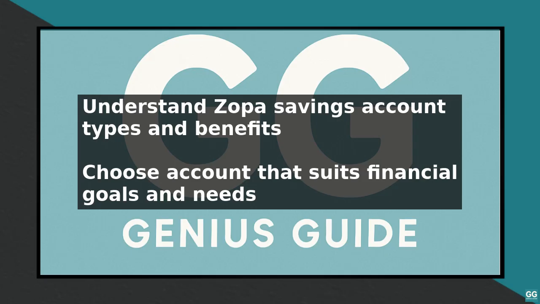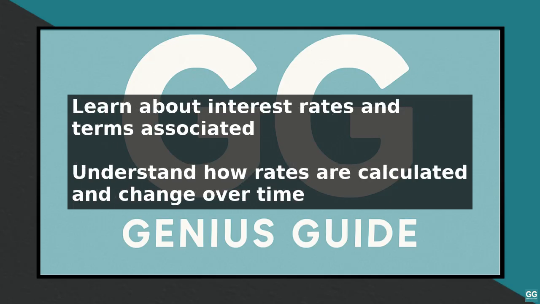First, understand the different types of savings accounts offered by Zopa, including fixed-term and easy access accounts. Each account has its own benefits and drawbacks, so it is essential to choose the one that suits your financial goals and needs. Next, learn about the interest rates and terms associated with each account. Zopa offers competitive interest rates, but it is crucial to understand how the rates are calculated and how they can change over time. This will help you make informed decisions about your savings.